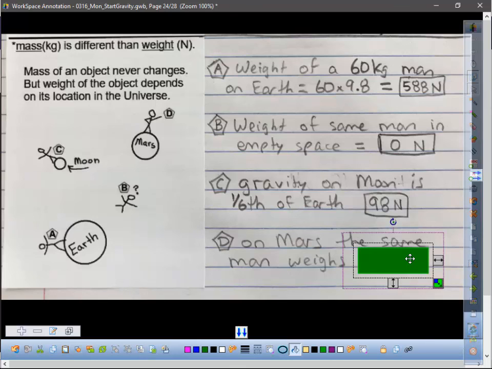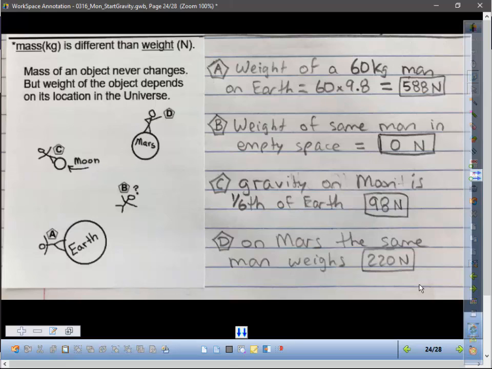His weight on Mars would actually be 220 newtons, because Mars is a little bit smaller than Earth, but not as small as the moon. So his weight is going to be less on Mars than on Earth, but not as low as on the moon. So there you go. Go and finish up. Make sure you have all that in your notes, and that is it for today.